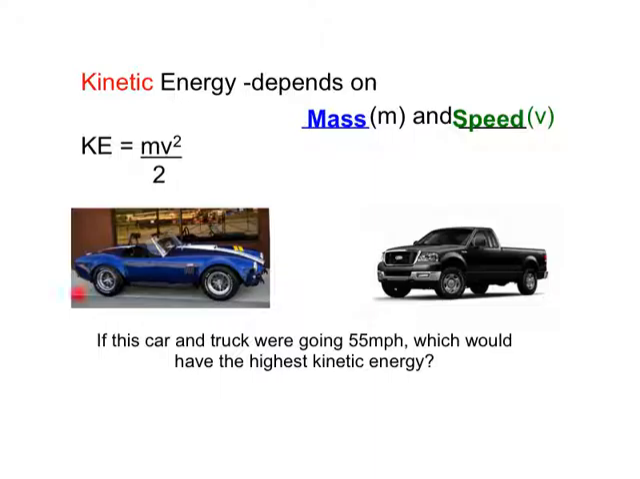So let's take a look at this cute little sports car and this truck. If this car and truck were going 55 miles per hour, so their speed is the same, which would have the highest kinetic energy? So if kinetic energy depends on mass and speed and the speed is the same in both, then what are we going to look at? If you said we're going to look at the mass, you're absolutely right. So if you chose the truck because it has a higher mass, that's correct. The truck has more kinetic energy.